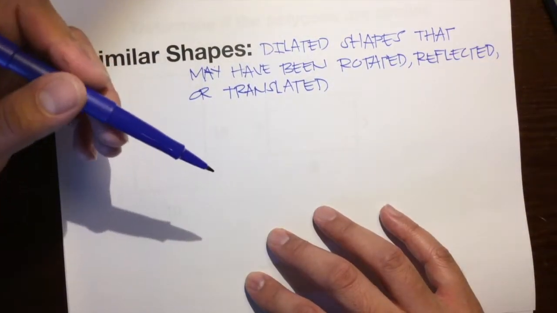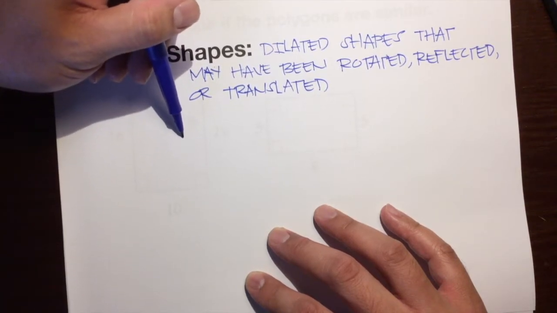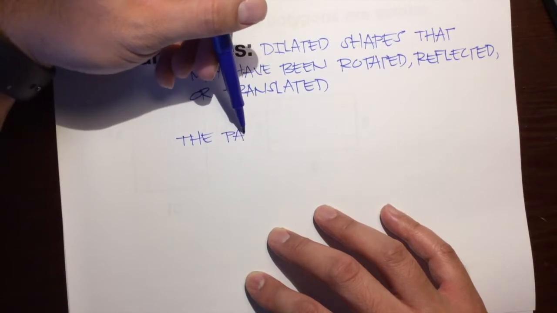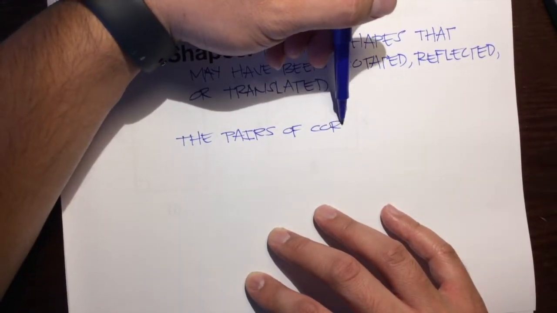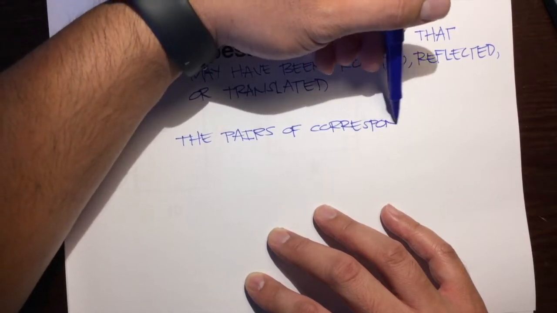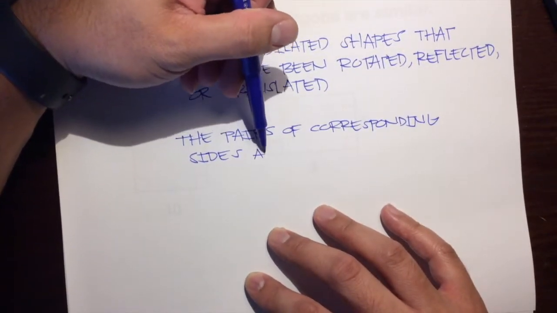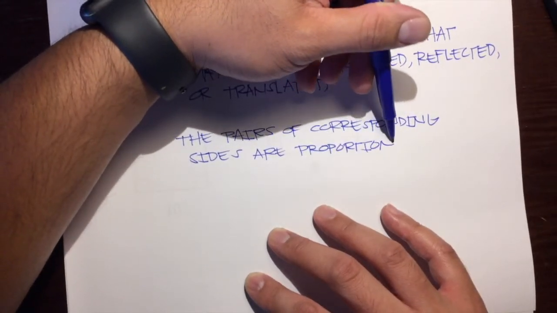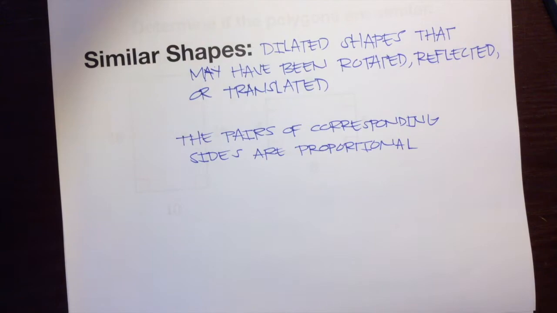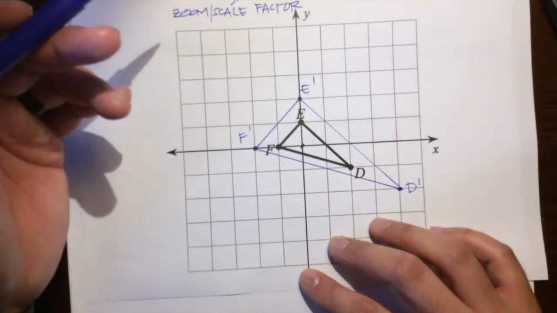Also, that's part one of similar shapes, and part two is that the pairs of corresponding sides are proportional. Okay, so the pairs of corresponding sides are proportional. What does that even mean? That just means that every side is dilated by the same scale factor.